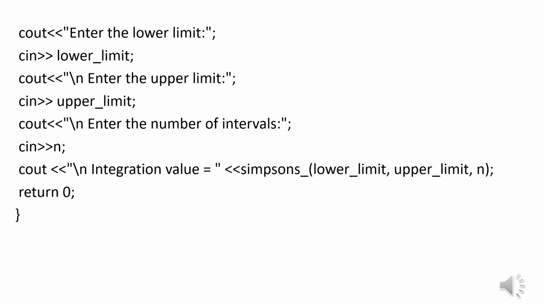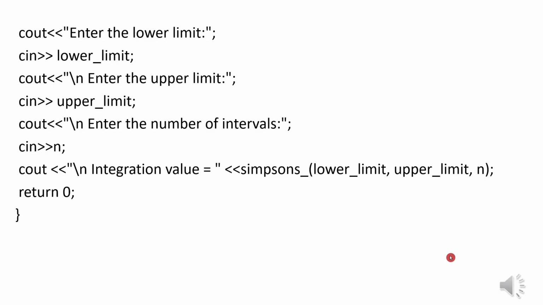We have seen that is 6. Cout, enter the lower limit. The text "Enter the lower limit" will be displayed on the output box while executing the program. Cin lower limit: input the value of lower limit, that is 0.